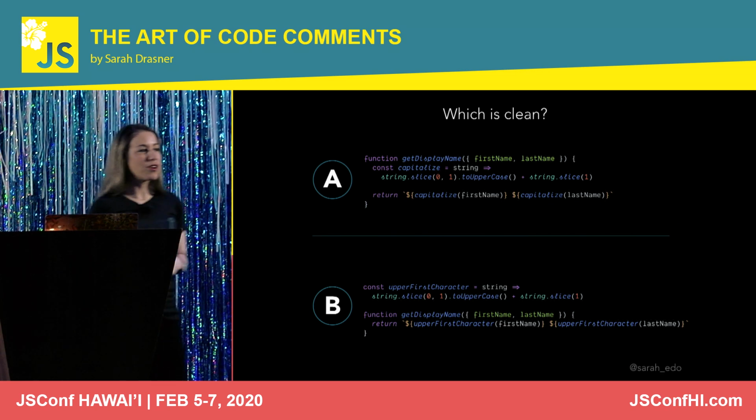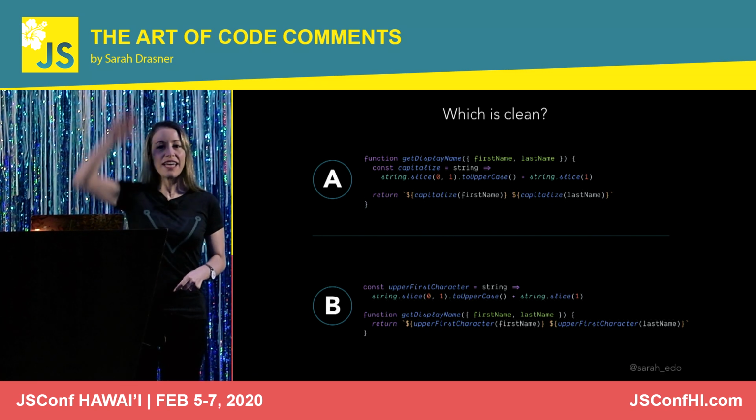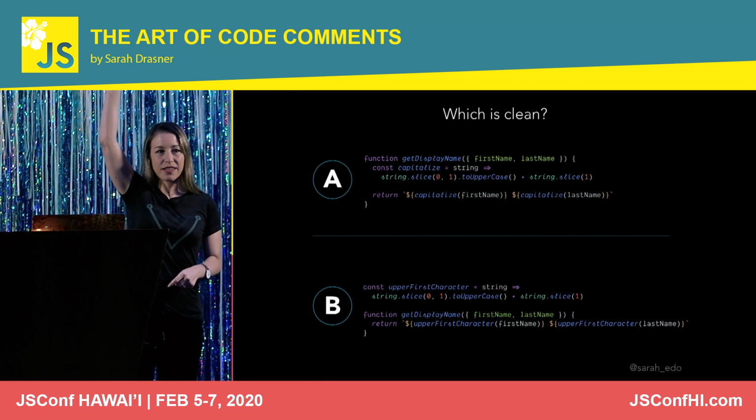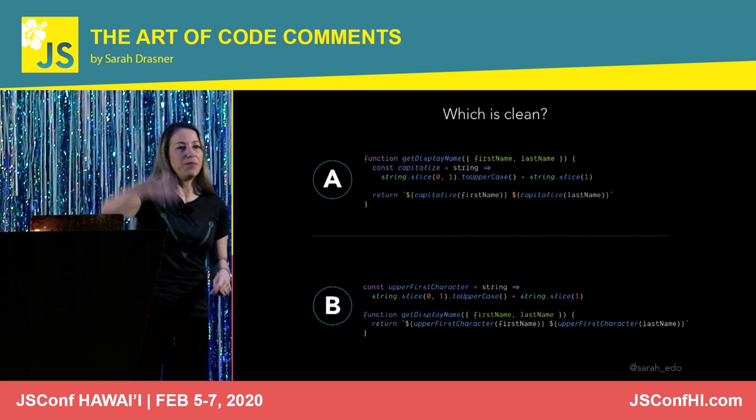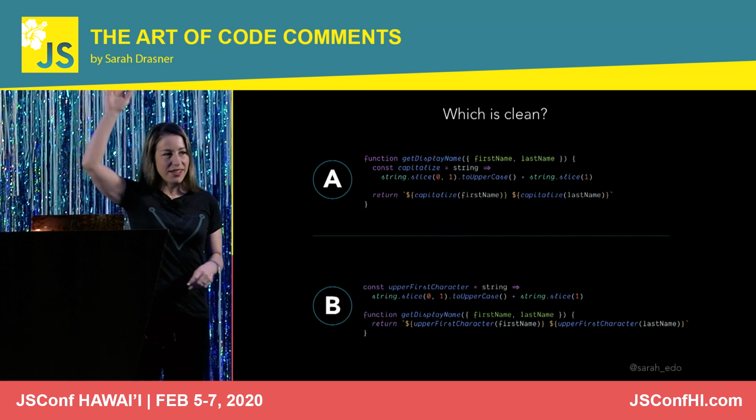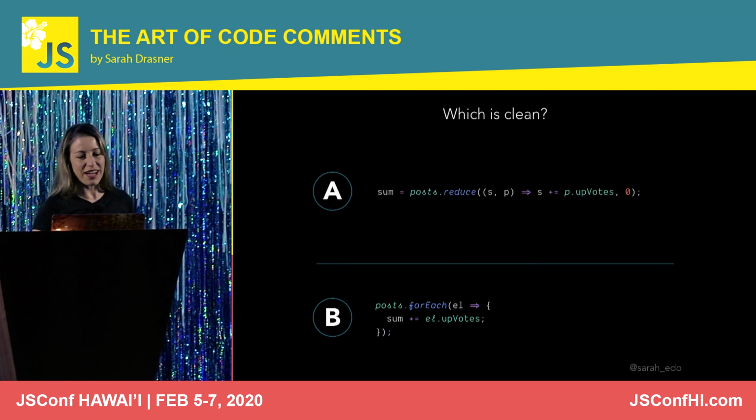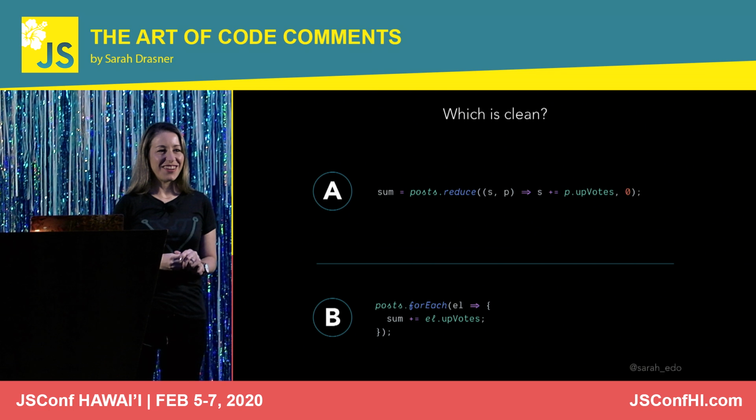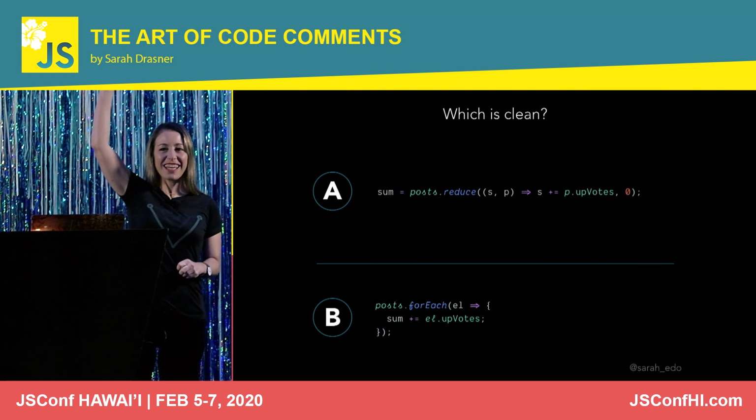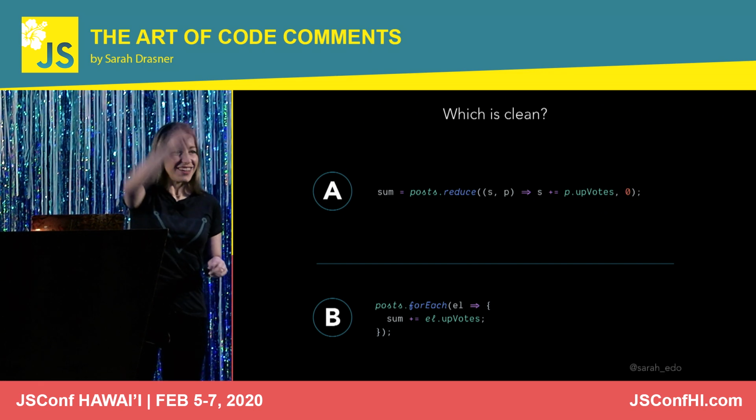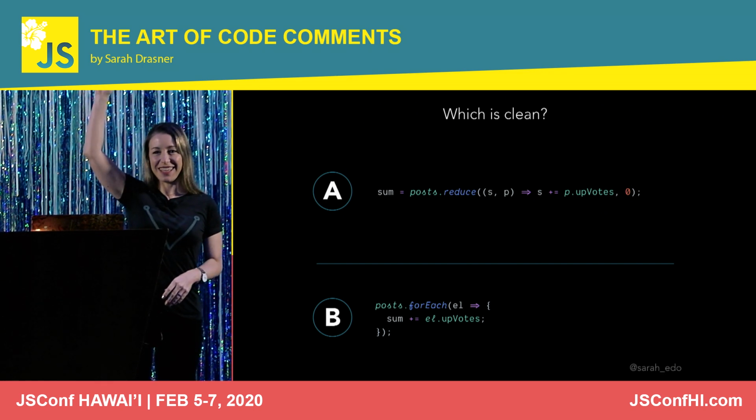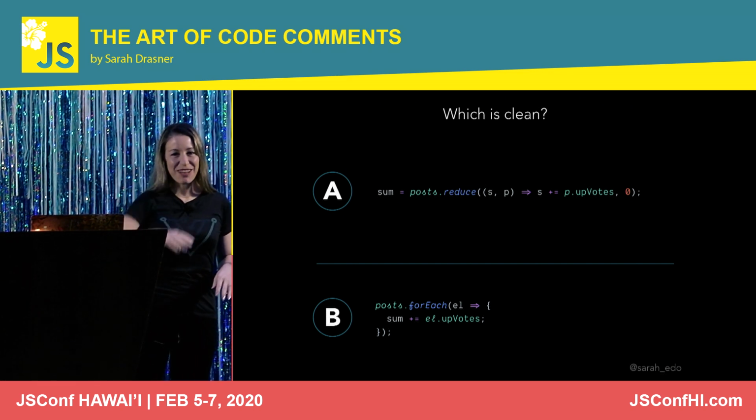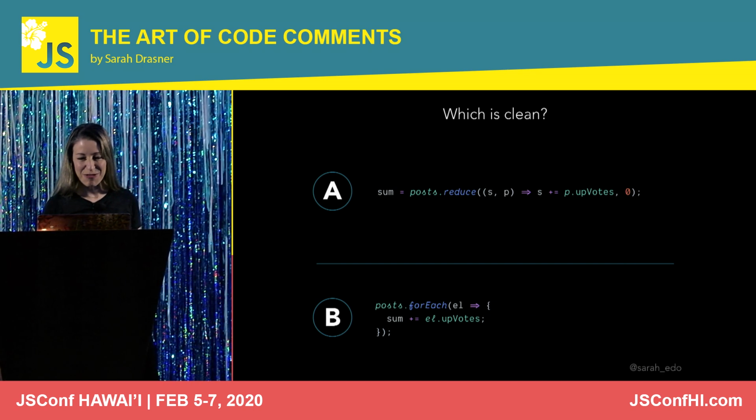Okay, which piece of code is more clean? A, raise your hand for A. Raise your hand for B. Okay, great. All right, which one is clean? Read it. Which one's A? Okay, now how about B? All right, great. We're about 50-50 for each one.